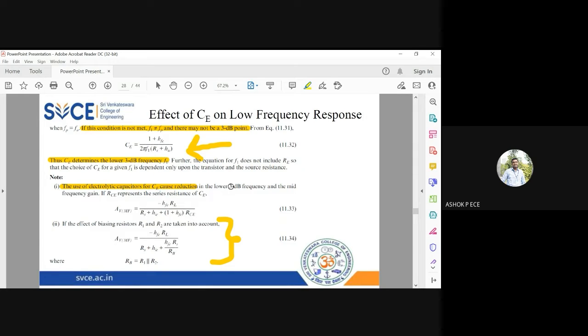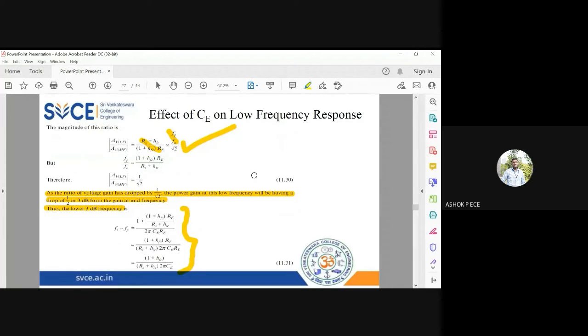So it will lower the 3 dB frequency and also the gain, because you have the CE term present everywhere. Okay, and whenever you include the effect of biasing resistors, the resistance values are going to impact the voltage gain even more, and it is going to be even more reduced in your common emitter amplifier. So this is the effect of CE on the low frequency response.